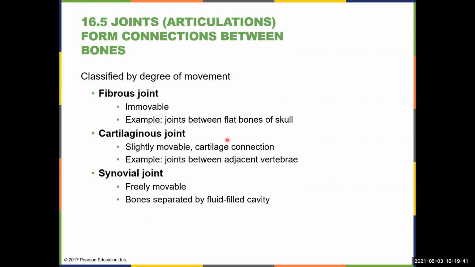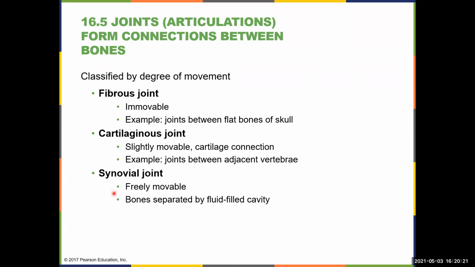You're probably familiar with this because babies have what we call the soft spot on the front of their head. That's actually the fibrous joint that has not solidified into bone yet. That soft spot is the area of connective tissue between those skull bones that hasn't ossified yet and is still growing. The cartilaginous joints are slightly movable. They have a cartilage connection, and these are the joints, for example, between your vertebrae.